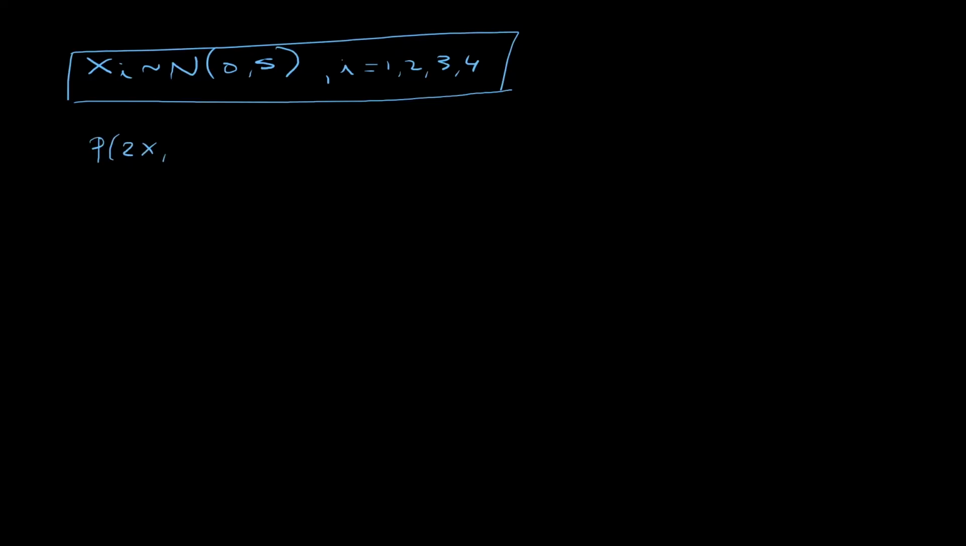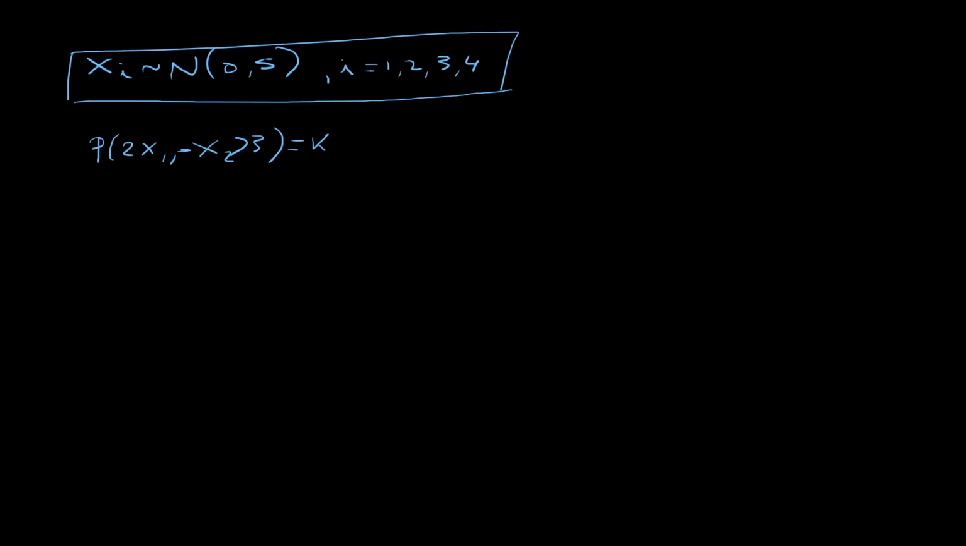P of 2X1 minus X2 is greater than 3, and that is equal to k. How do you find the value of k here? Feel free to pause this video and try it for yourself. The way for us to solve this is by using the properties just like we talked about.